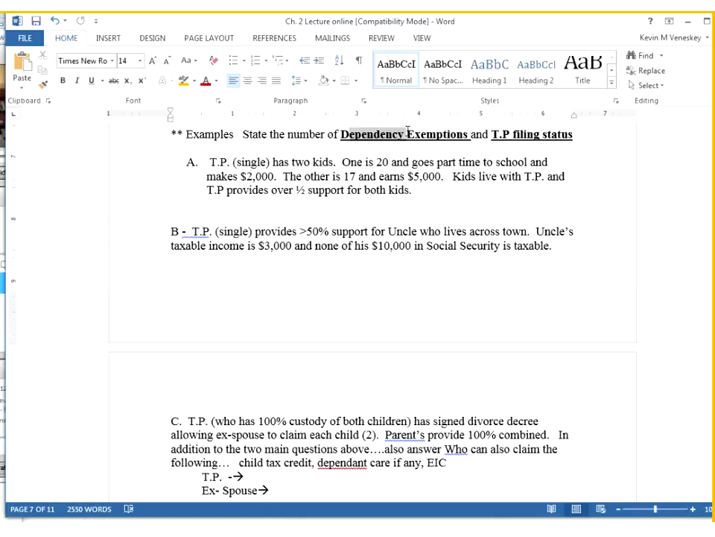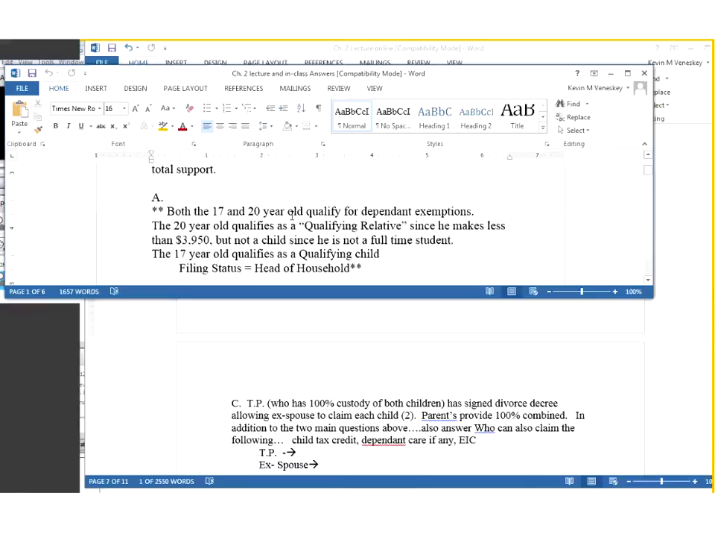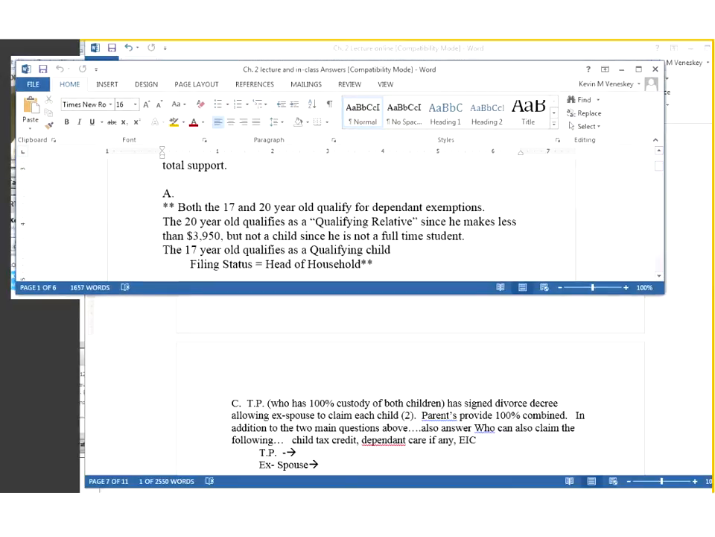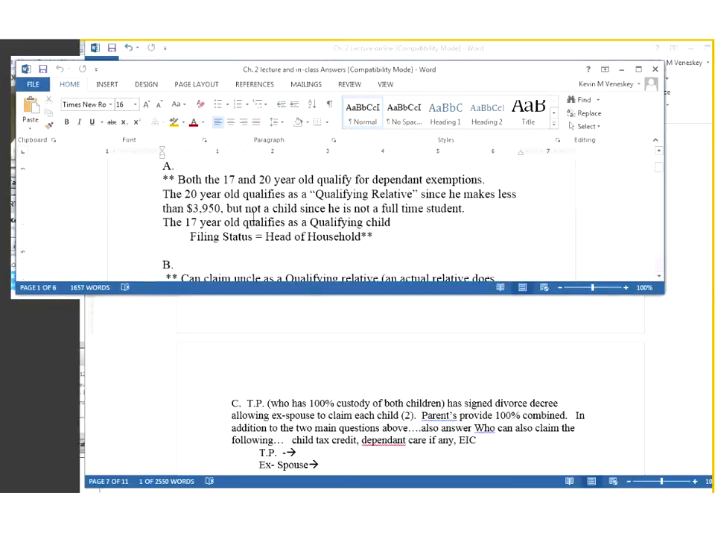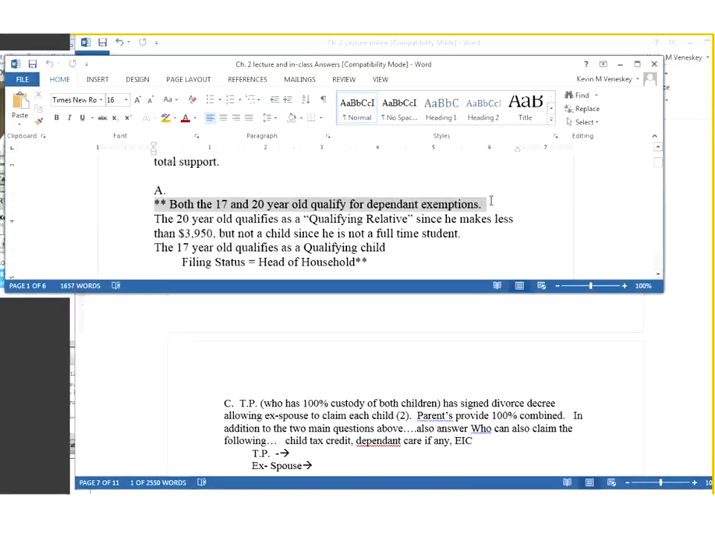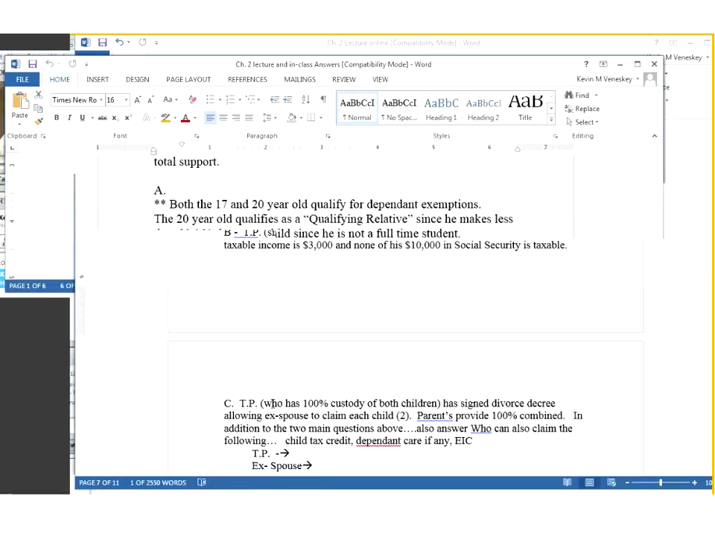Remember, we're not counting ourselves. It's just looking for the dependent exemptions. We do get to claim our 2 kids. And we can claim head of household because we are claiming relatives. If they weren't our relatives, we wouldn't be able to claim head of household. Then you can pull up the Chapter 2 lecture and in-class answers. I put here that both of the kids do qualify for the dependent exemptions, and you can read through why. And for the filing status, they are allowed to do head of household.